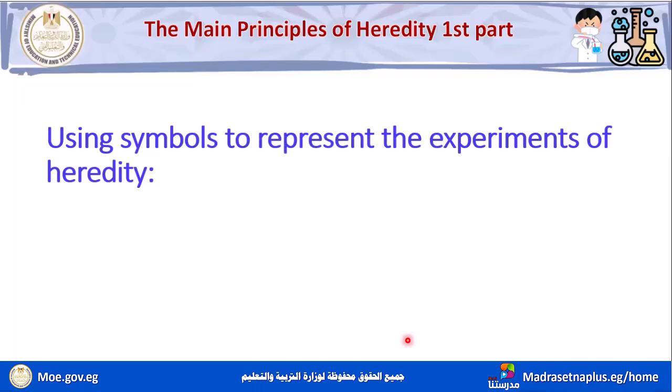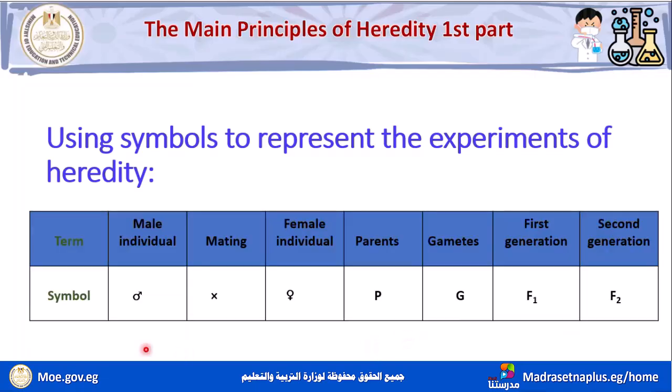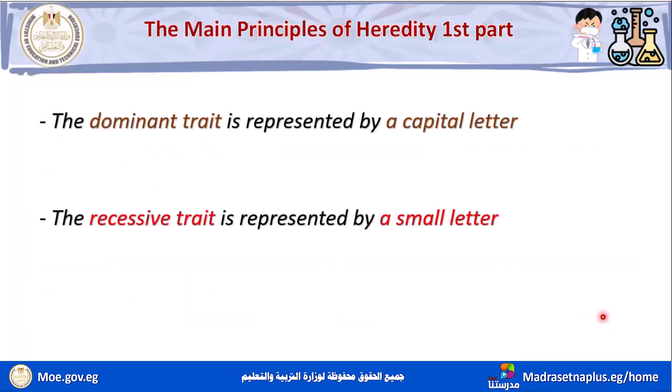Using symbols to represent the experiments of heredity: male individual, mating, female individual, parents, gametes, first generation, and second generation. The two factors of a pure heredity trait are symbolized by two similar letters, often representing the first letter of the name of the dominant trait, أو اللي هي الصفة السائدة, in English language, okay? The dominant trait is represented by a capital letter, and the recessive trait is represented by a small letter, okay?